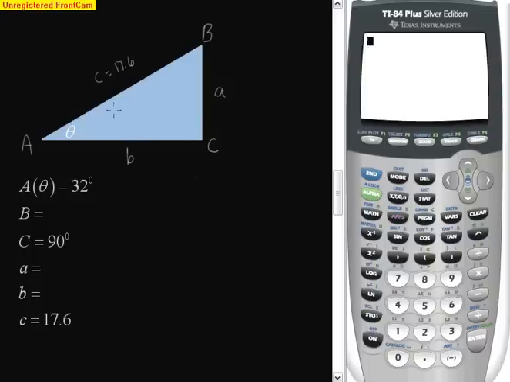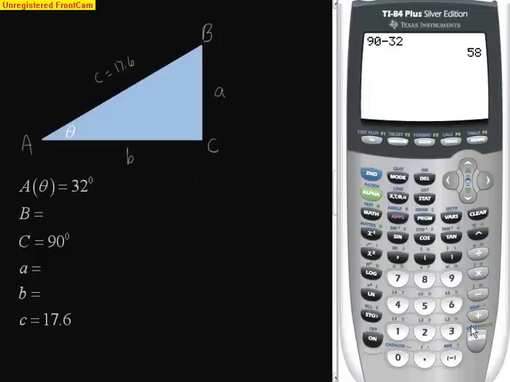Now, going from here, probably the easiest thing to figure out is the other angle. I can do that by going over to my calculator and taking 90 minus 32, and that gives me 58 for my other angle. So I know that angle B is 58 degrees.